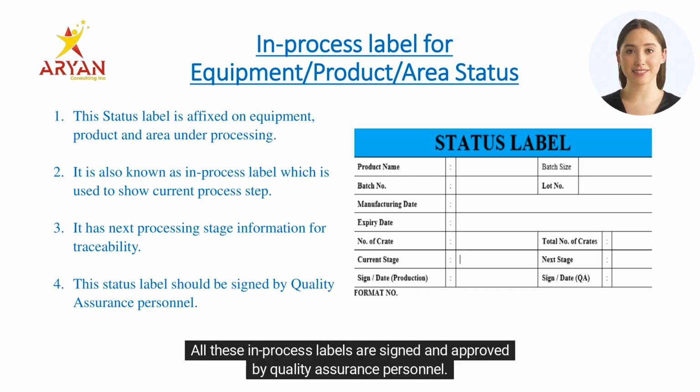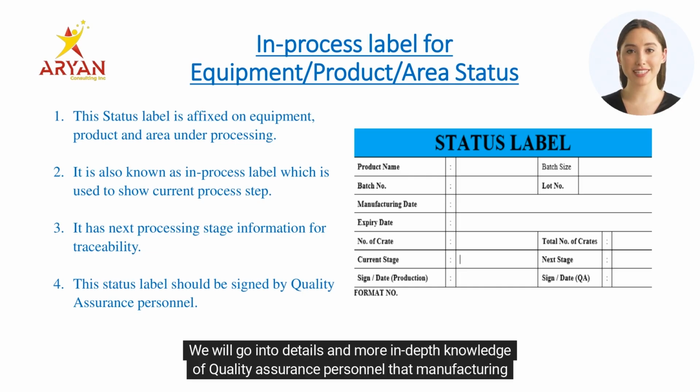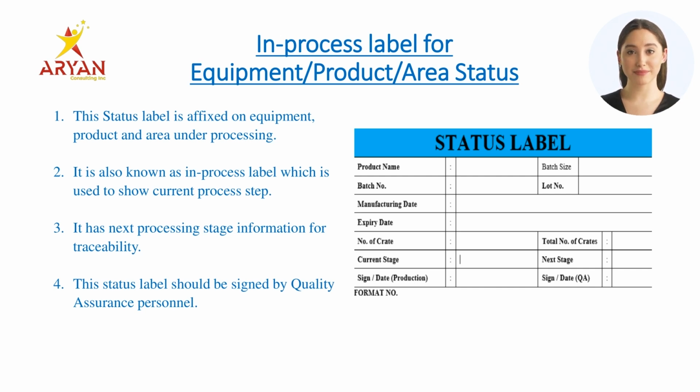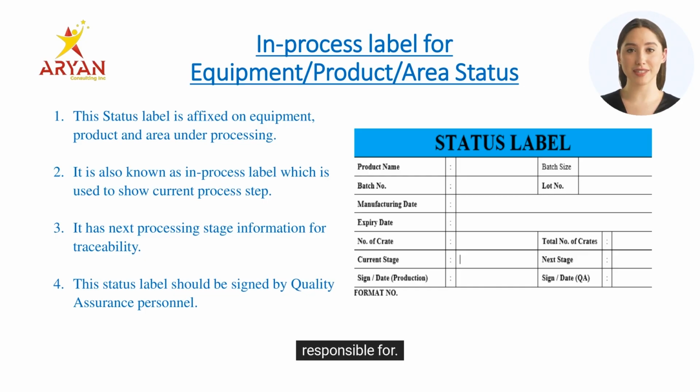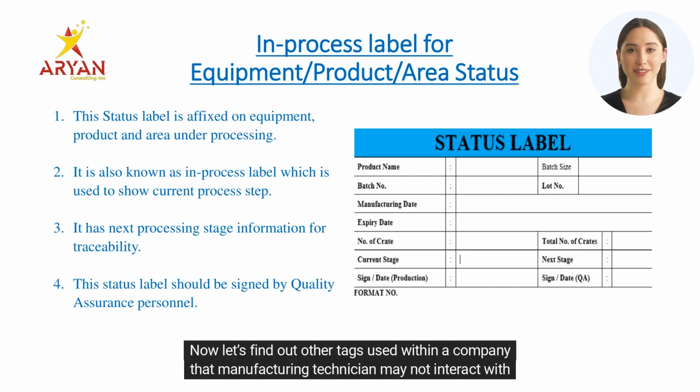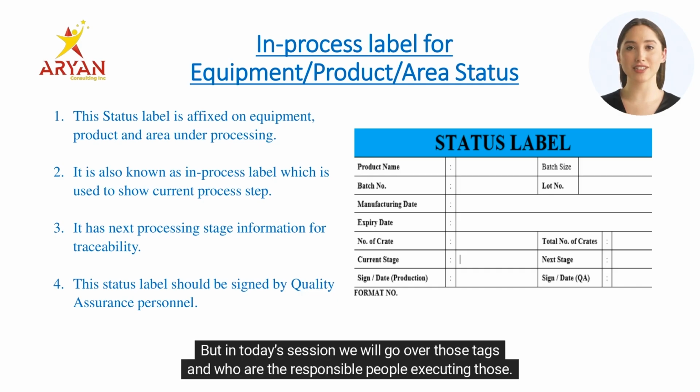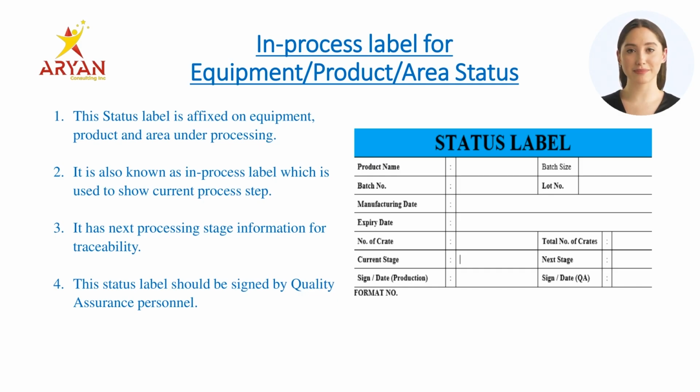All these in-process labels are signed and approved by quality assurance personnel. We will go into details and more in-depth knowledge of quality assurance personnel that manufacturing technicians deal with day in and day out. We have covered all status and equipment tags so far that a manufacturing technician would be directly responsible for. Now let's find out other tags used within a company that a manufacturing technician may not interact with or work with. But in today's session, we will go over those tags and who are the responsible people executing those.